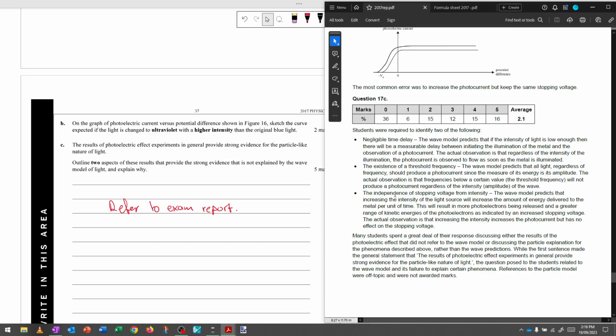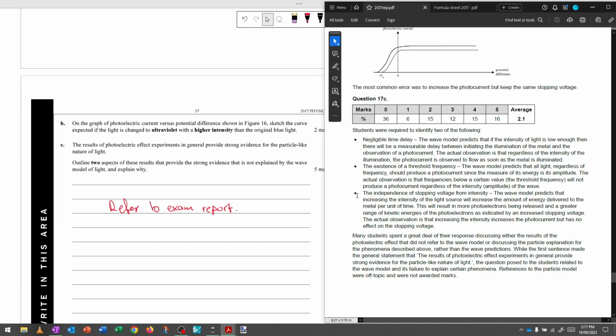The last one here, the independence of stopping voltage from intensity. So assuming we're talking about the wave model, then if we're talking about intensity of a wave, in the wave model, the intensity refers to how much energy is in that wave. Sort of like the amplitude of that wave.